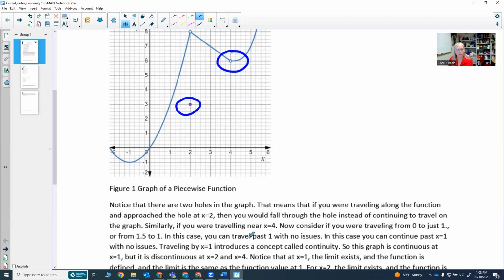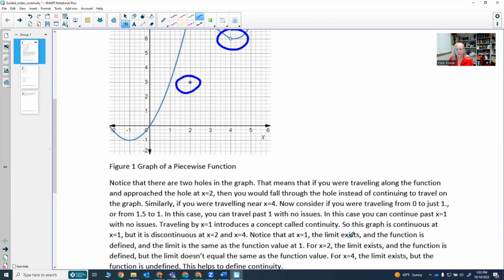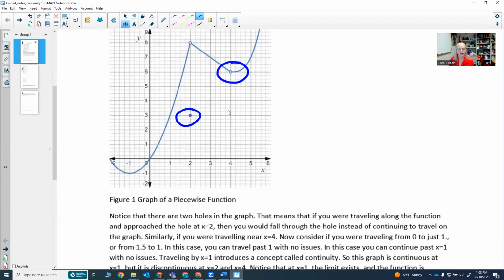Traveling by x equals 1 introduces a concept called continuity. So this graph is continuous at x equals 1, but is discontinuous at x equals 2 and x equals 4. Notice that at x equals 1, the limit exists, and the function is defined, but the limit does not equal the same value as the function value.